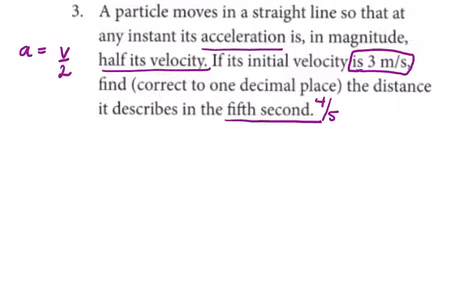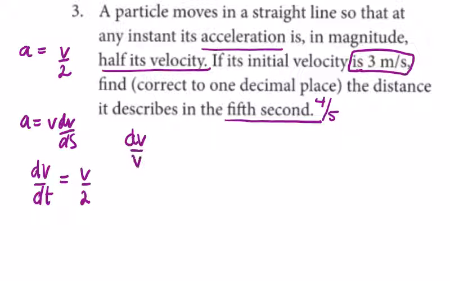So we need to maybe start this question with v. What do we know about acceleration? It is v dv/ds, and dv/dt is also equal to acceleration. Since we're dealing with time here as well, we're going to need to start off with time. So dv/dt is equal to v over 2. So we're going to get dv over v is equal to dt over 2, or a half dt.